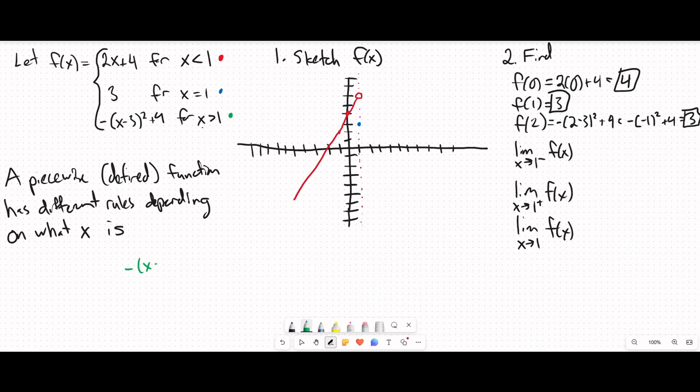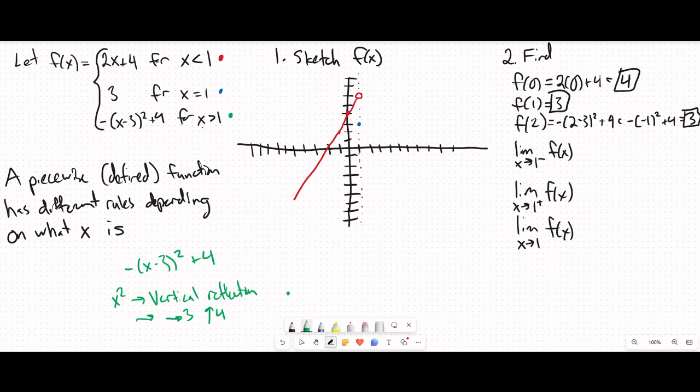So let's take a look at this. There are actually some transformations going on here. It looks to me like what we did is we took x squared, and then we did a vertical reflection, and that negative sign is giving us that vertical reflection. And then we went to the right 3 and up 4.